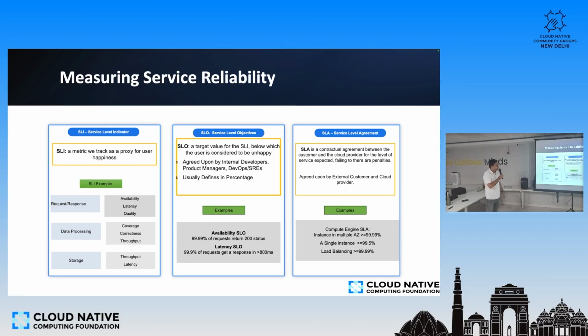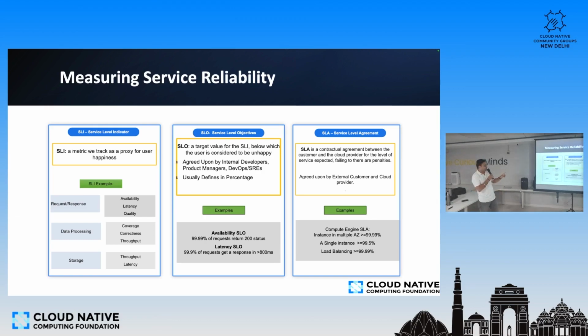So how do you set it? It will be agreed. It is a kind of documentation or advisory that will be agreed upon by your internal developer teams or maybe SRE and executive members. So they decide, okay, this much SLO I want for this particular SLI, and usually it is defined in a percentage. For example, let's say I am defining an SLO on the availability of my service, which I am saying 99.99% of requests should return 200 or should process.